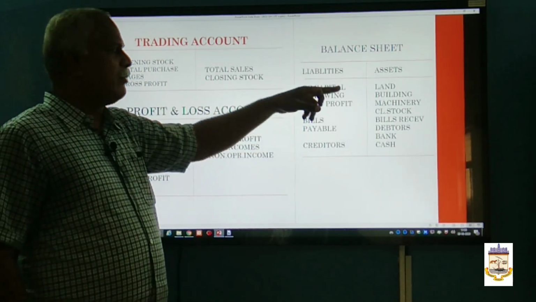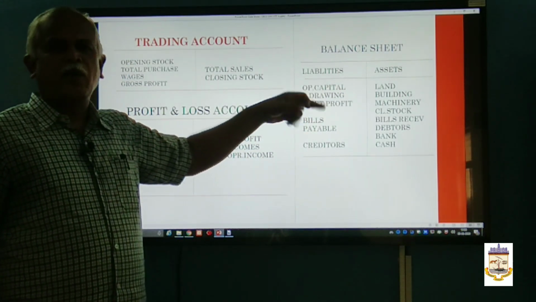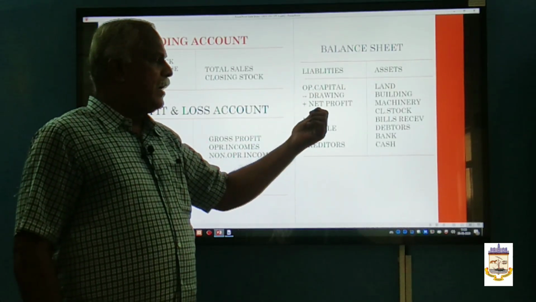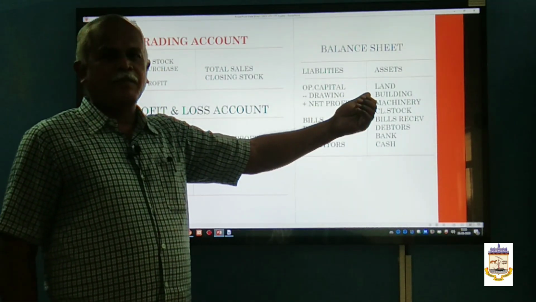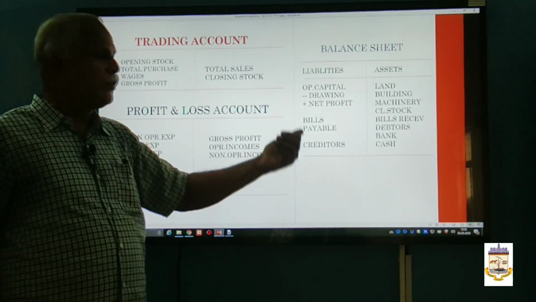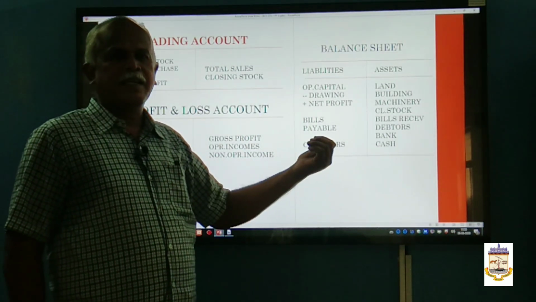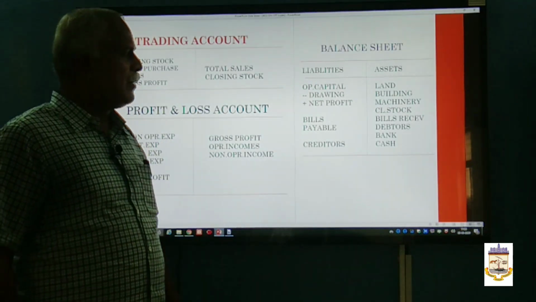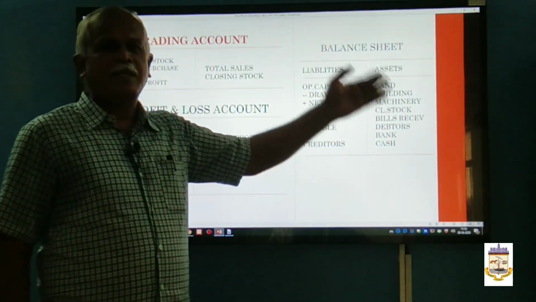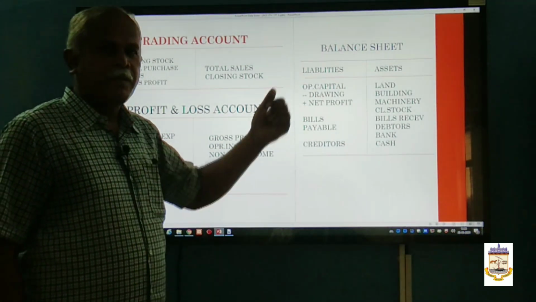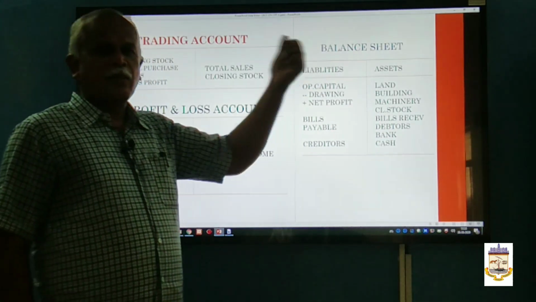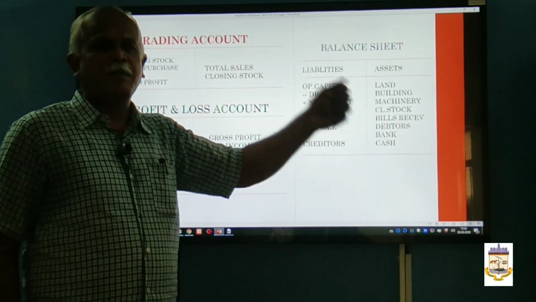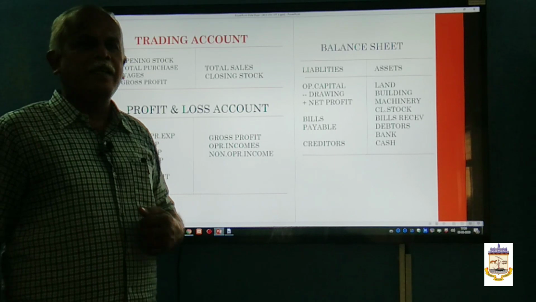We get it by preparing a statement of affairs on the opening date, less drawings. Drawings are found out from the cash book, and adding the net profit gives the adjusted closing capital, and closing bills payable from the bills payable account, closing creditors, that is the final creditors of the business. On the asset side, we have all the other known assets: land, building, machinery, closing stock, bills receivable. This bills receivable is the balance at the end of the accounting period from the bills receivable account. Debtors, that is the closing balance of debtors. Bank and cash balance, this is the closing balance of bank and cash available with the business at the end of the accounting period.